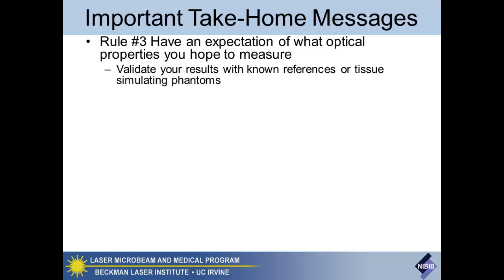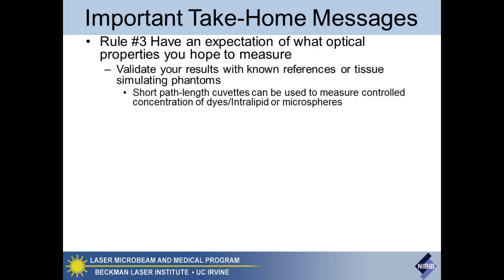And the last rule is to have an expectation of what optical properties you hope to measure. Having some idea in advance helps a lot, because that will guide you as to the optimal configuration of your system and what you need to worry about in preparing your samples. It's always good practice to validate results. So when you're making measurements of a sample, make a measurement of a known reference as well. You can use tissue simulating phantoms. You can use short path length cuvettes to measure controlled concentrations of dyes and Intralipid or microspheres. Again, you know the optical properties and the index of your cuvette.